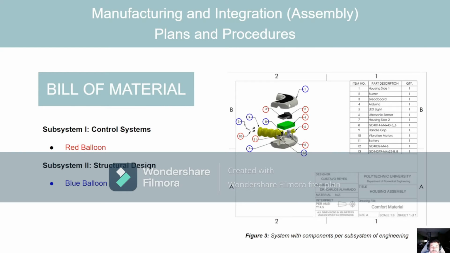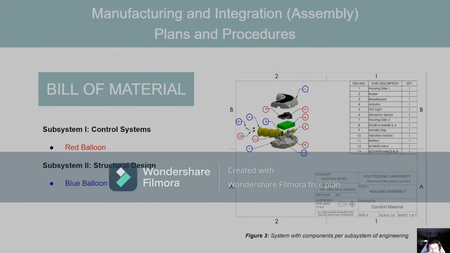On the manufacturing and integration, the assembly plan and procedure, the figure on the right is the system component description of the engineering. Subsystem 1, the control system with the electrical components, is identified by the red balloons indicating all the electrical components. Subsystem 2, the structural design, we can identify by the blue balloons. This is an exploded view of the procedures for all materials of this experiment.